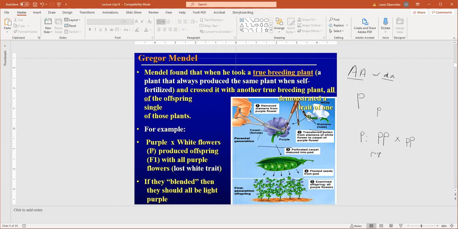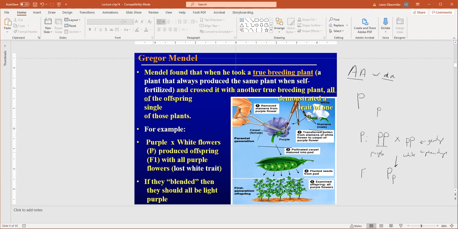This is the phenotype, which is what we see. And this is the genotype. This is the phenotype. And so that cross would present, this parent would only be able to donate big P, regardless of which one it was. This parent would only be able to donate a gamete that was little p.